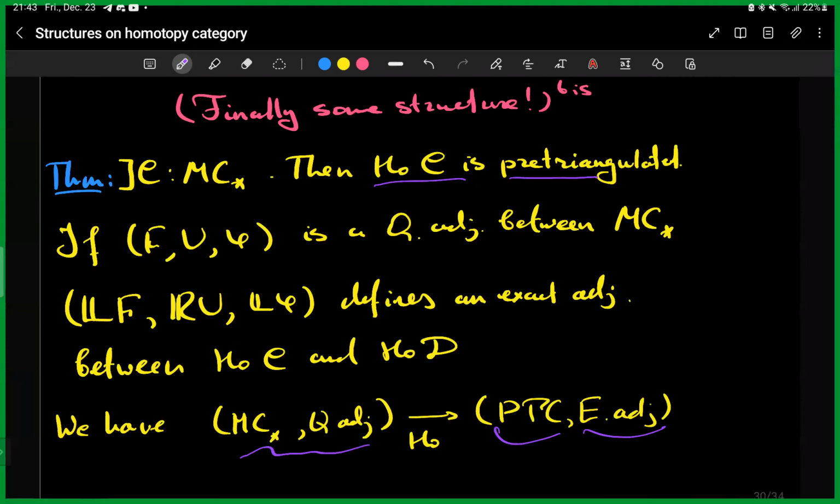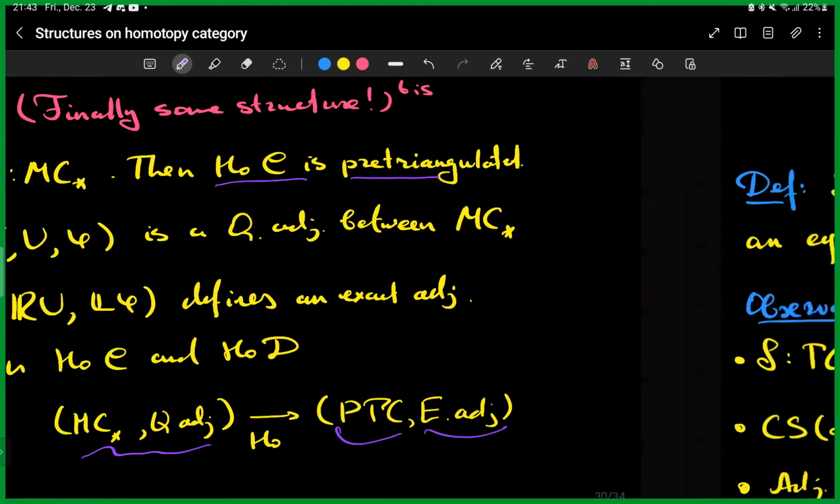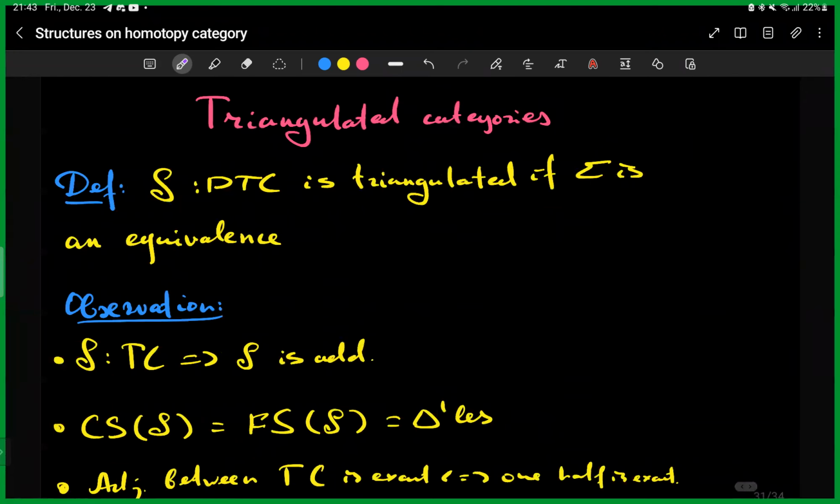So we're almost finished. I wanted just to make some final remarks about triangulated categories and stable model categories. So assume that we have a pre-triangulated category. We say that it is triangulated if the functor of suspension is an equivalence. And we have the following observations. Since the functor of suspension is an equivalence, the functor of the loop space is also an equivalence, and they are mutually inverse equivalences.